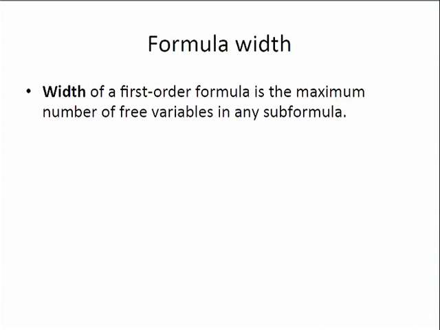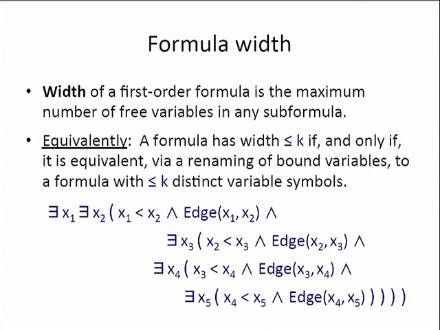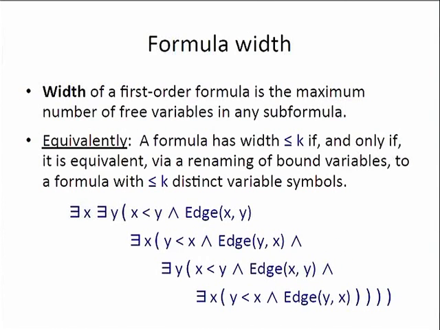The width of a first order formula is the maximum number of free variables in any subformula. Equivalently, a formula has width at most k if and only if it's equivalent, via some renaming of the variables, to a formula which has at most k distinct variable symbols. Here's an example. Consider the following formula in the language of ordered graphs, saying that there exists an increasing path of length 5. The formula says there exist x1 and x2 where x1 is less than x2 and there's an edge, and there's an x3 which is greater than x2 with an edge to x2, and so on. So there's some increasing path of length 5 in the ordered graph. I claim this formula actually has width 2. There are 5 variables, but it has width 2, and we can see this because we're able to rename these variables in order to have only 2 of them.